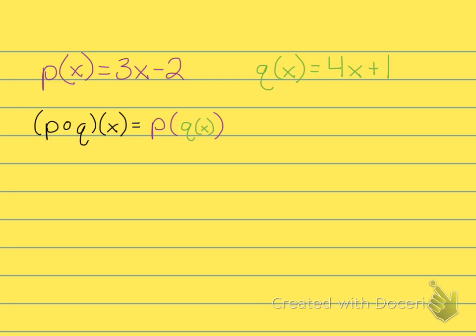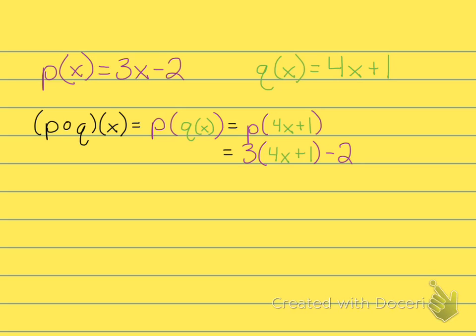If I rewrite it, because p comes first, that's going to be my outside function, and then the q of x is second, so that's going to be embedded into the p of x function. So that means I'm going to take all of q of x, which is 4x plus 1, and put all of that into the p of x function. So now in the p of x, x in that equation now becomes 4x plus 1. So whereas the p of x function is 3x minus 2, now becomes 3 times all of 4x plus 1, and then the minus 2.